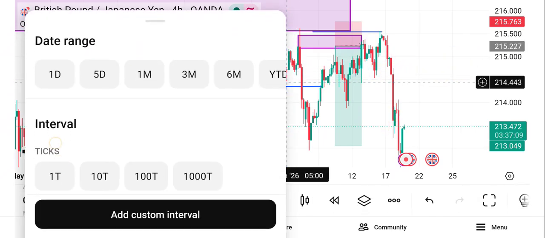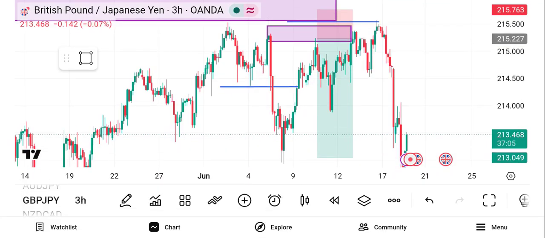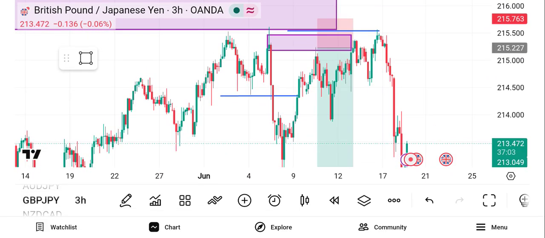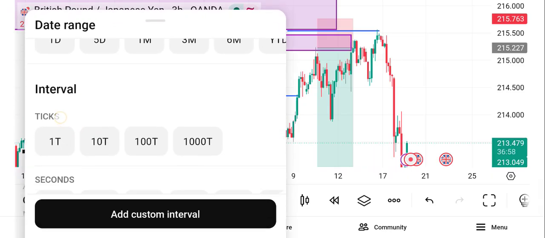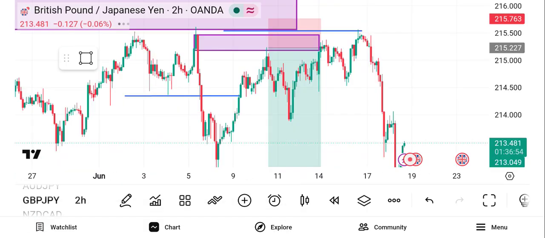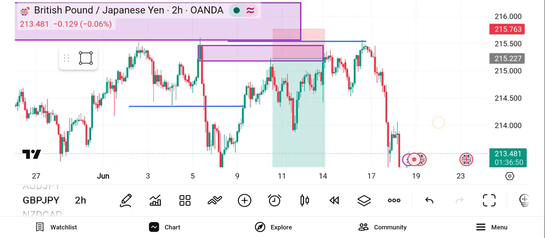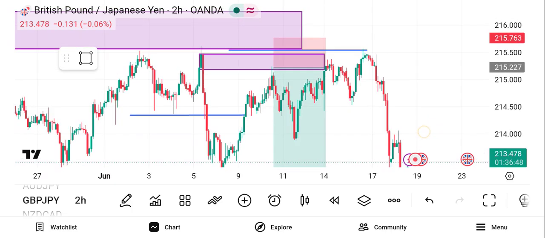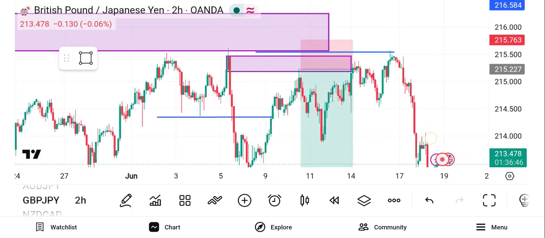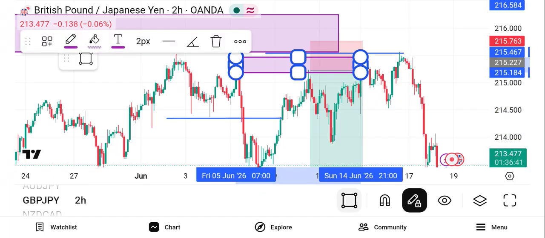So we now switch to another time frame to look for a perfect entry. On the 3 hour time frame, I think the order block is very minute there, so I have to switch again to look for the perfect time frame I'm going to use for this trade. When I switch to my 2 hour time frame, I see the order block very clear. So this is the order block. I mark this zone here as my order block.